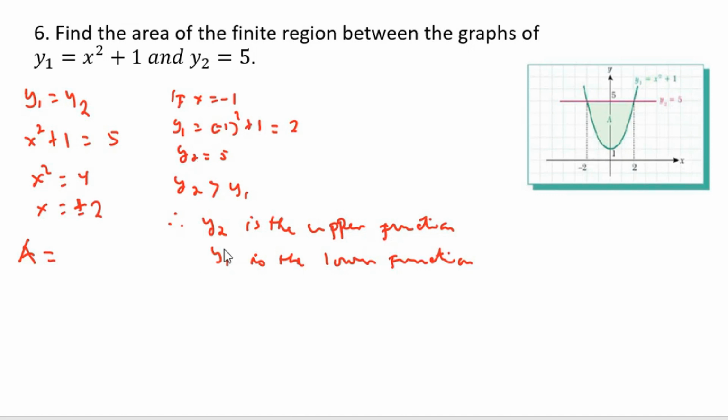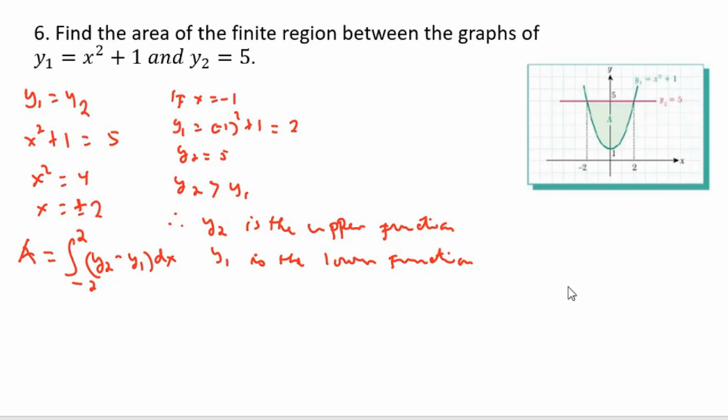Okay, then after that, we are now going to write our formula for finding the area. So now we have area is equal to the integral of y sub 2, which is the upper function, minus y sub 1, the lower function, of dx, which has the interval of negative 2 to positive 2. As you can see here in the graph, the intersection points are actually our intervals. So we have here from negative 2 to positive 2.